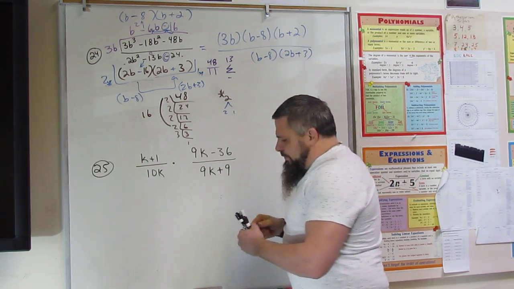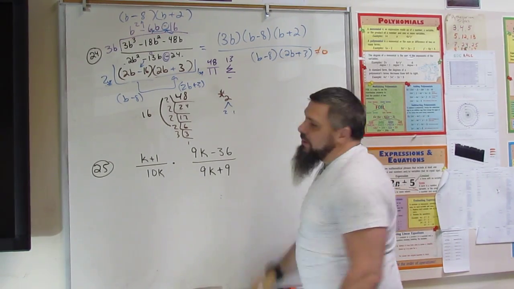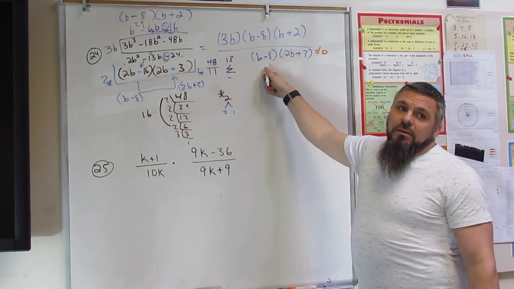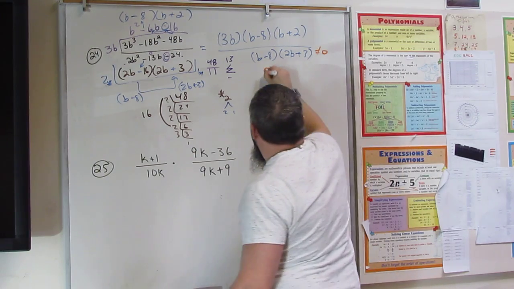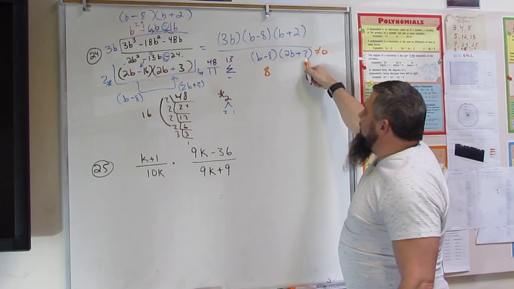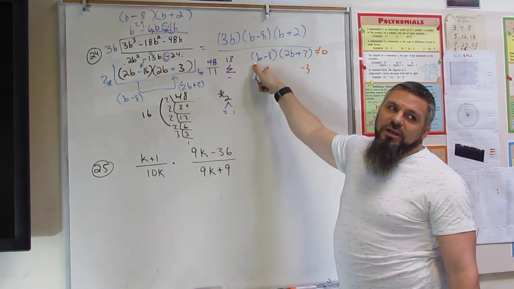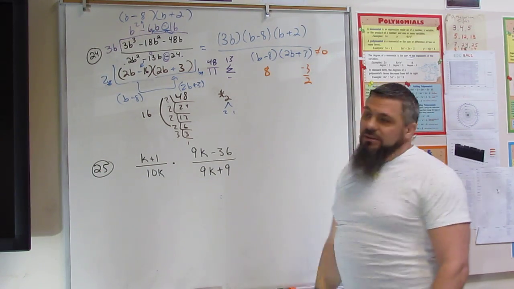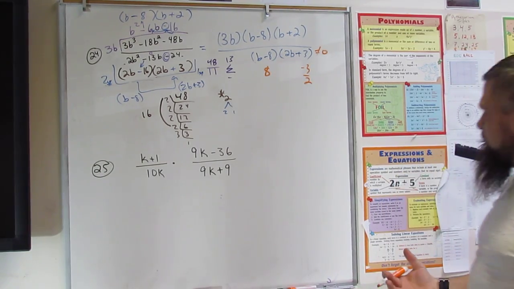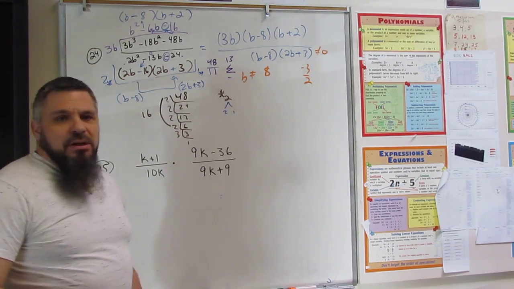But this cannot be 0. So what can b not be here? 8. Good. So it's always the opposite of this, which would be negative 3, and it's always divided by this, which is 1 here. But in this case, it's 2. Okay? So that's what b cannot be.